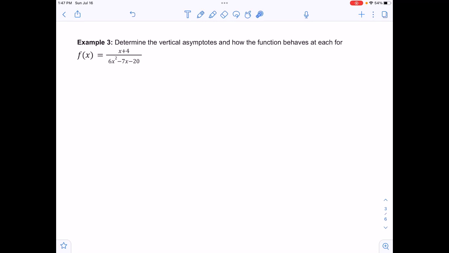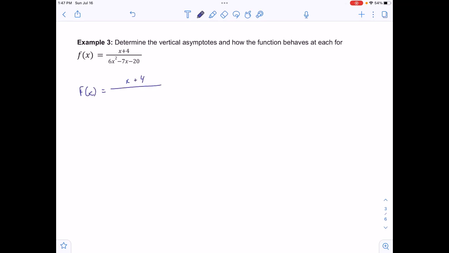Determine the vertical asymptotes and how the function behaves at each for this function. F of x is equal to x plus 4 over 6x squared minus 7x minus 20. Okay, we need to first determine where they are, which means we need to factor the denominator.